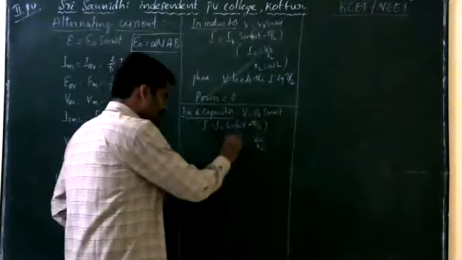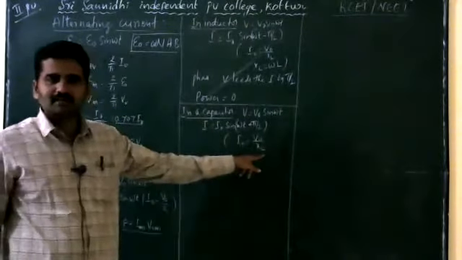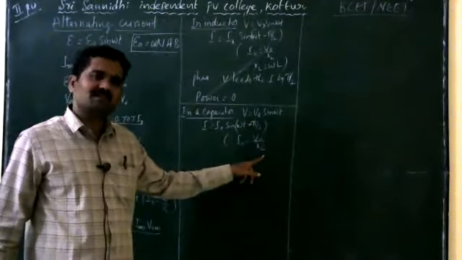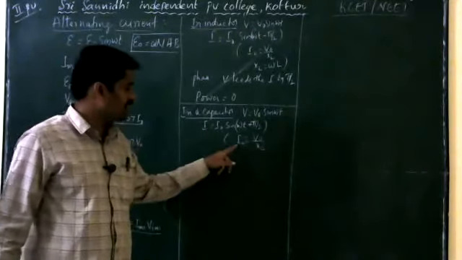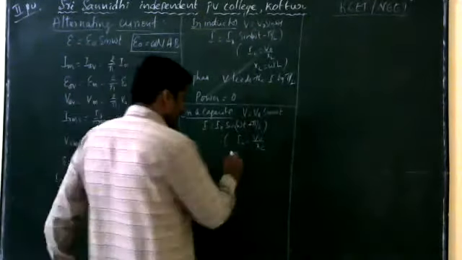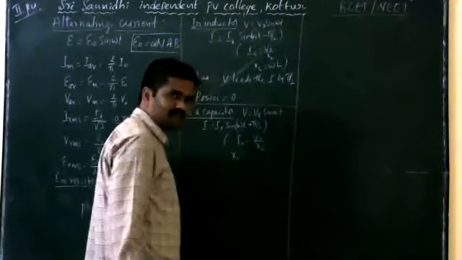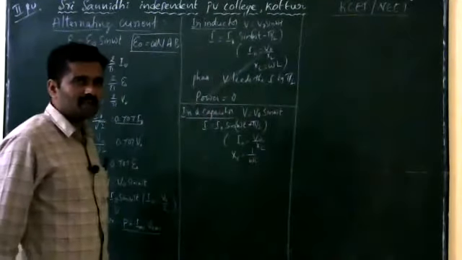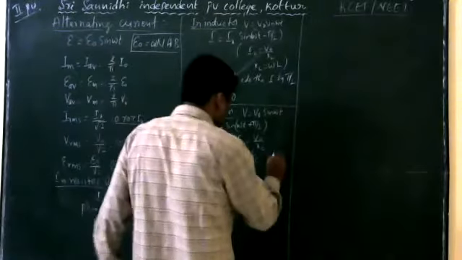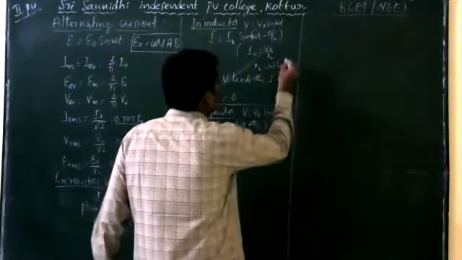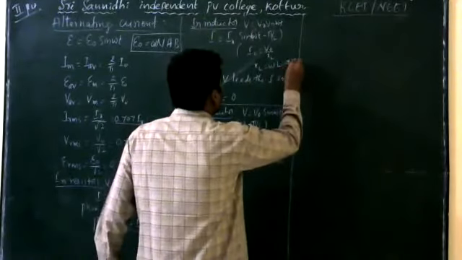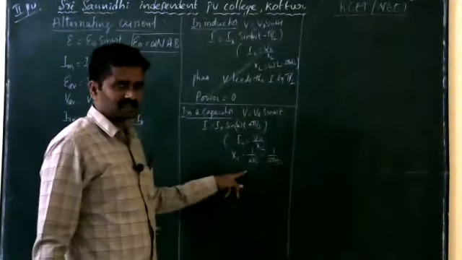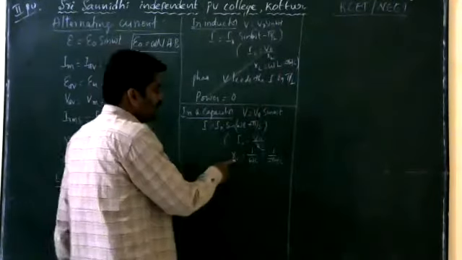Where XC is the capacitive reactance. What do you mean by capacitive reactance? The opposition offered in a capacitor is the capacitive reactance. So I0 is equal to V0 divided by XC, where XC is equal to 1 by omega C. It is also written as 1 by 2 pi f C. Here f is the linear frequency and omega is the angular frequency. So this is the capacitive reactance.